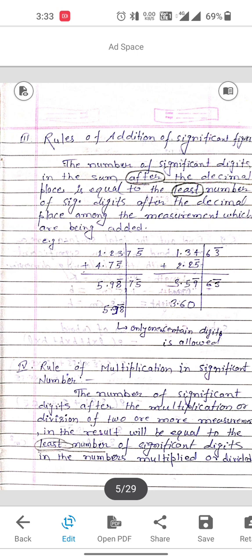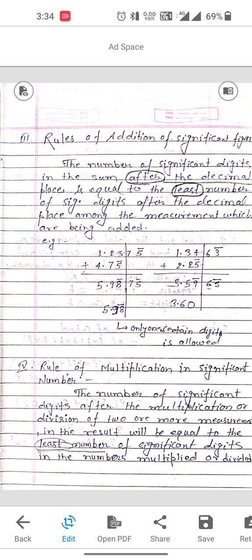Rules of addition of significant figures. The number of significant digits in the sum after the decimal place is equal to the least number of significant digits after the decimal place among the measurements being added. As shown, 1.2375 and 4.75. If we add them, it comes out 5.9875. We will consider the least number of significant digits after the decimal, so it will be 5.98.